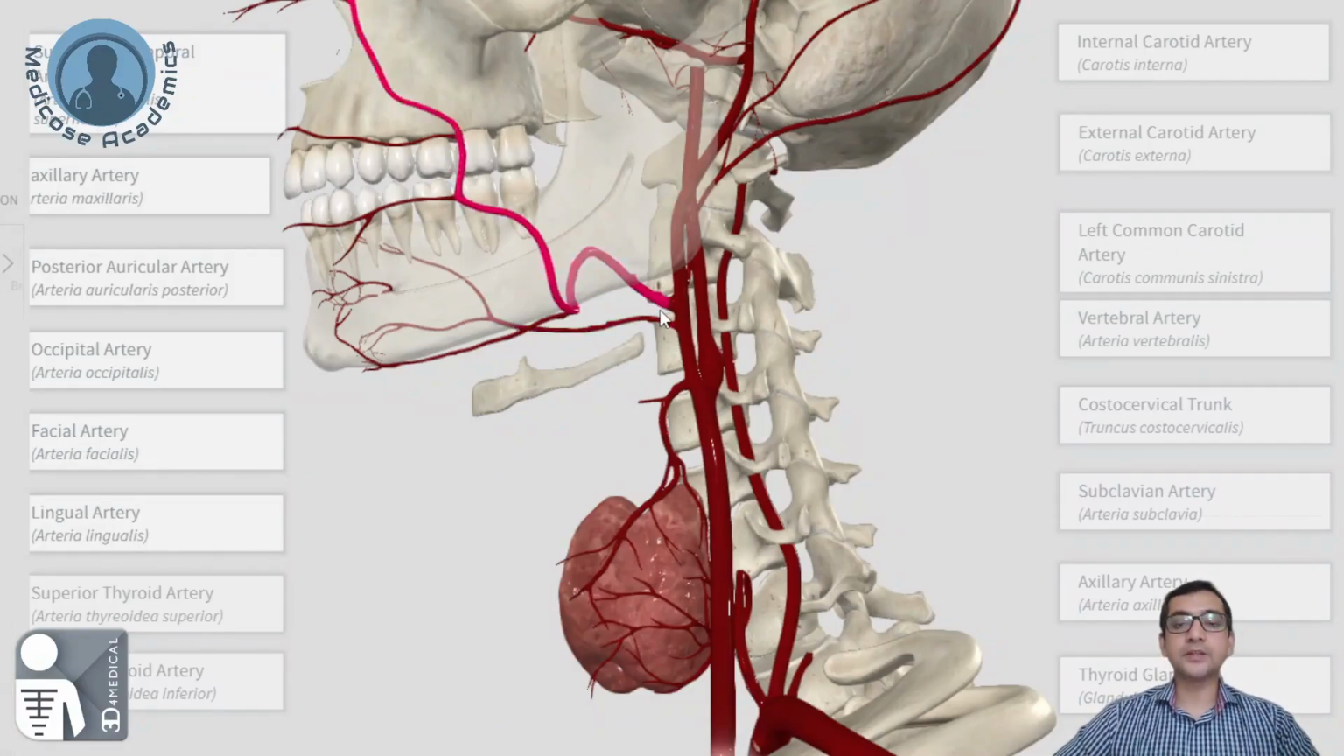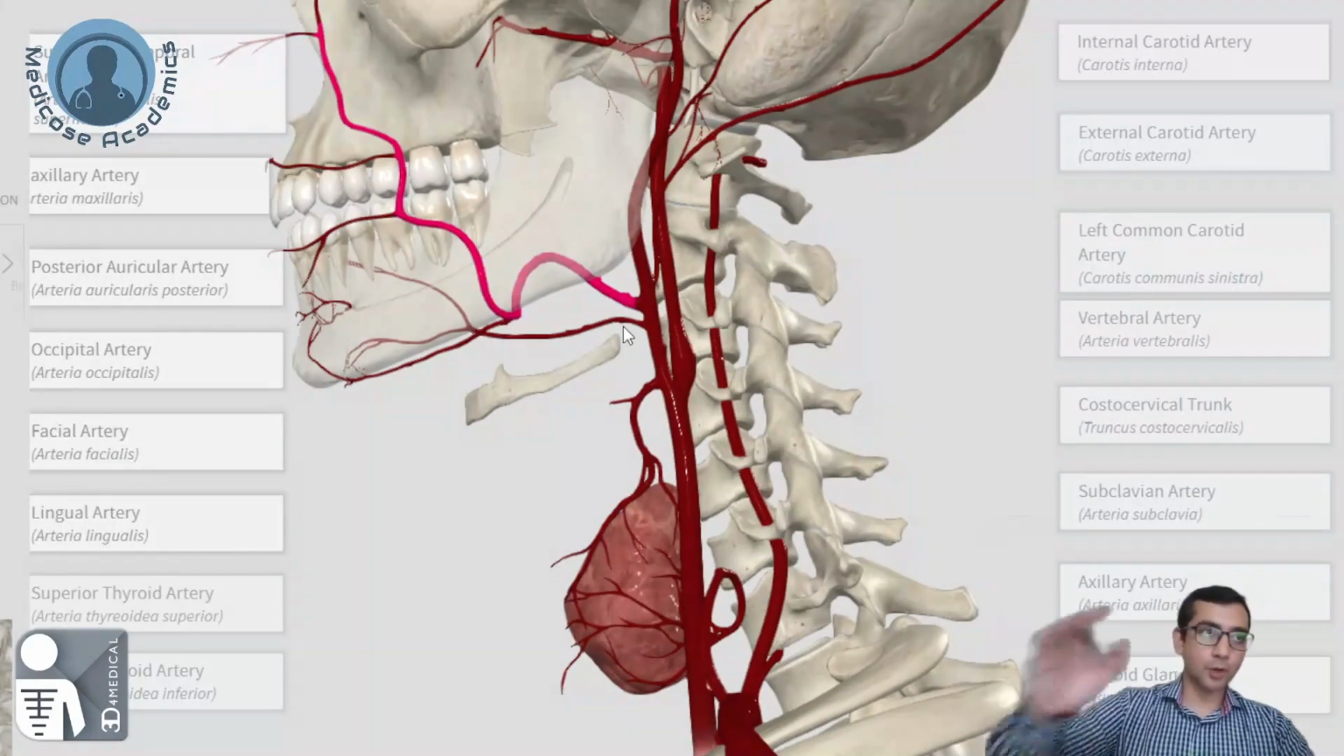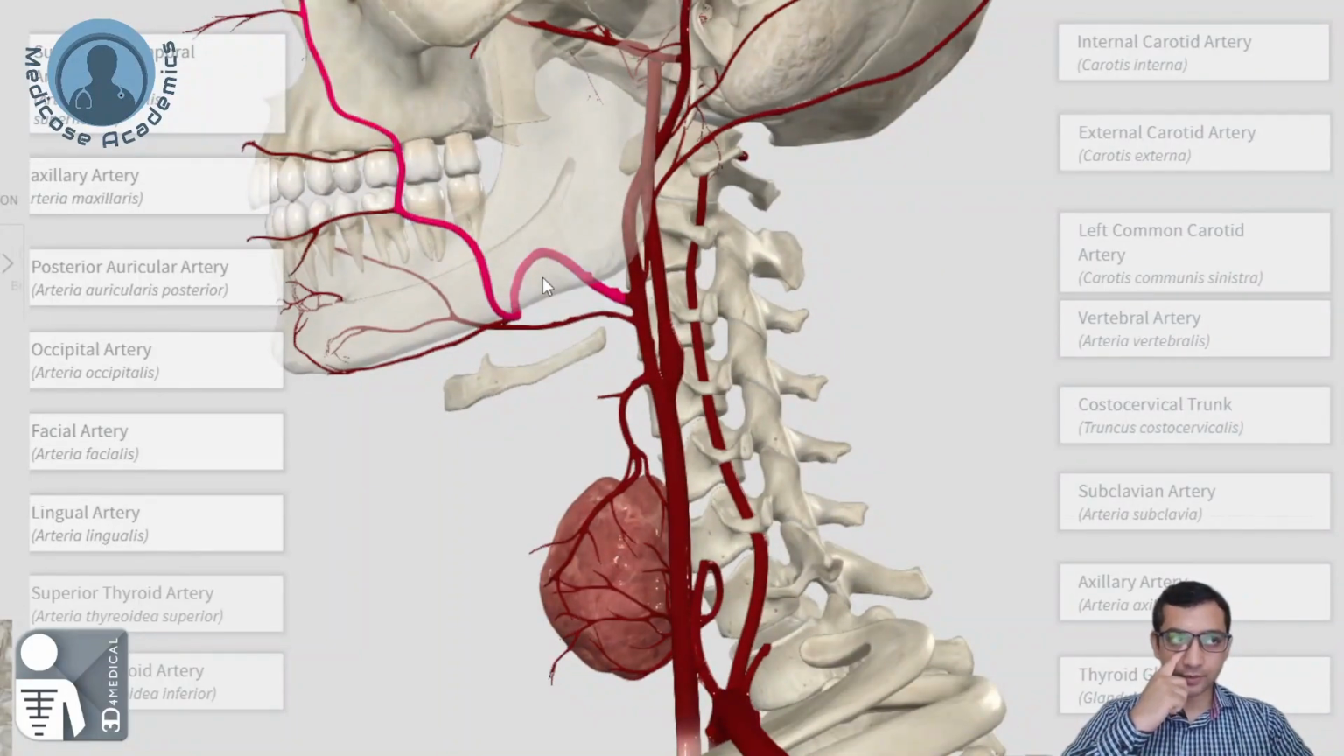And the one that is going roughly upwards is the facial artery. It will go up into the face, and it will go all the way up to the medial aspect of your eye right here, and it will supply those. So we're done with 5 branches.